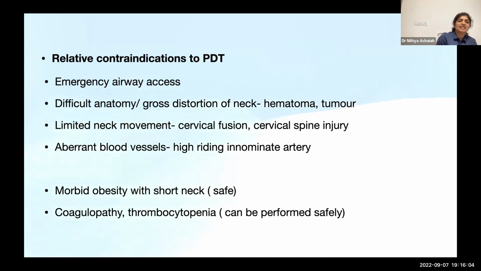Previously, even morbid obesity and short neck were considered contraindications for percutaneous tracheostomy, but of late, studies have shown that this can be safely done in patients with morbid obesity and short neck. In fact, when we're using ultrasound, it might be better than surgical tracheostomy as well. And in patients with coagulopathy and thrombocytopenia, previously it was considered a relative contraindication, but now it can be easily done after correcting the parameters. So the number of contraindications for percutaneous tracheostomy has reduced over the years.